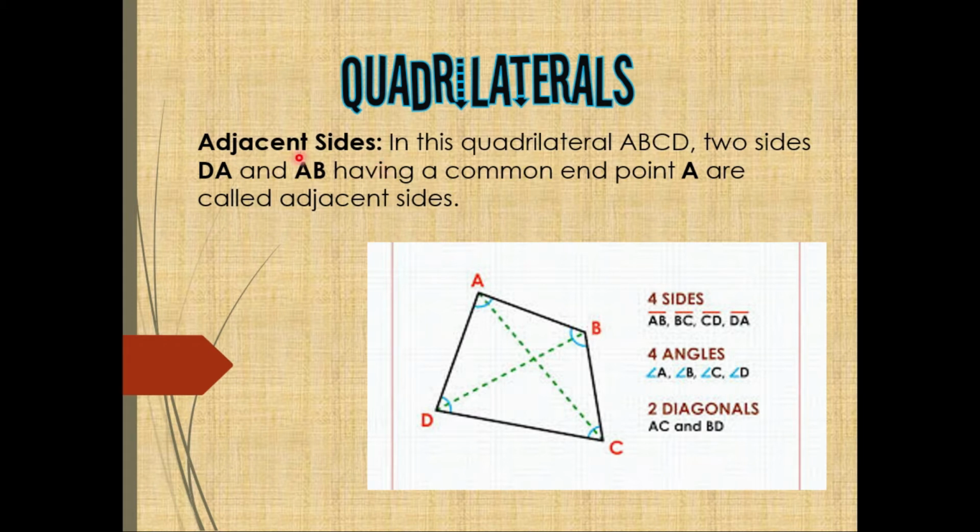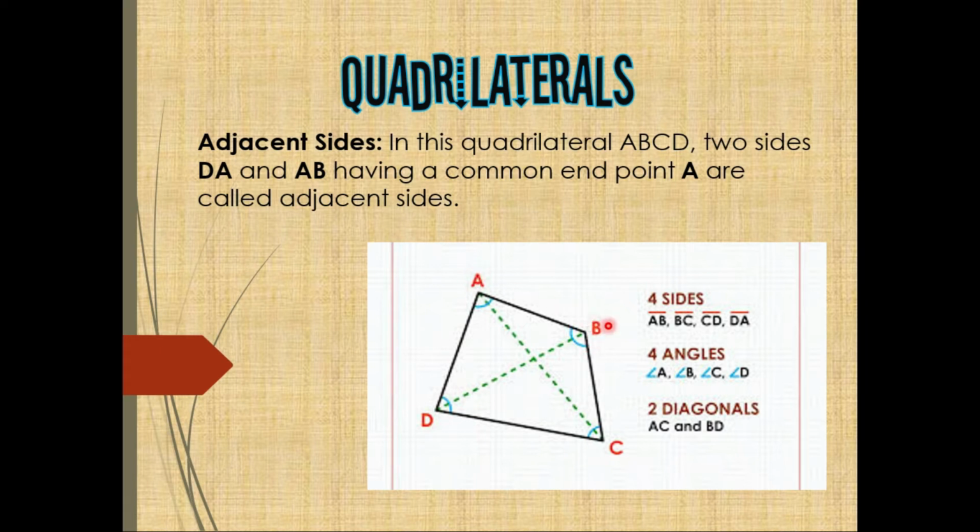Now let us see what are adjacent sides. In a quadrilateral ABCD, two sides DA and AB having a common endpoint A are called adjacent sides. Here we have two sides, DA, or we can say AD, and this is AB. They have a common endpoint, that is A. That means sides DA and AB are adjacent to each other.